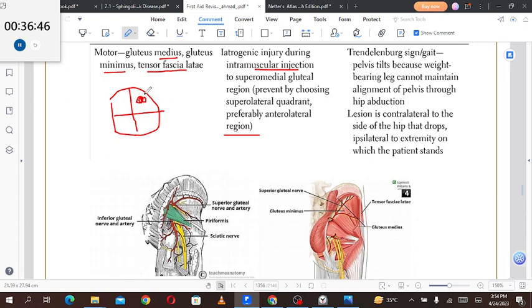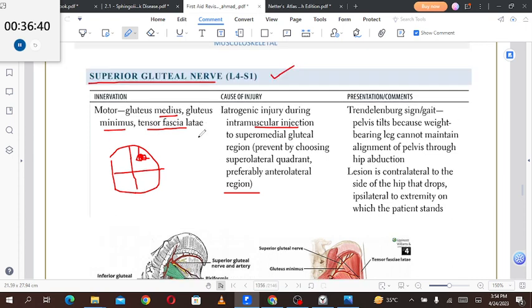So superior lateral, and preferably this anterolateral region, like over here. That is the safe area because nerves are not over there, and that will give us a high chance of going into the muscle. Then presentation is Trendelenburg gait.